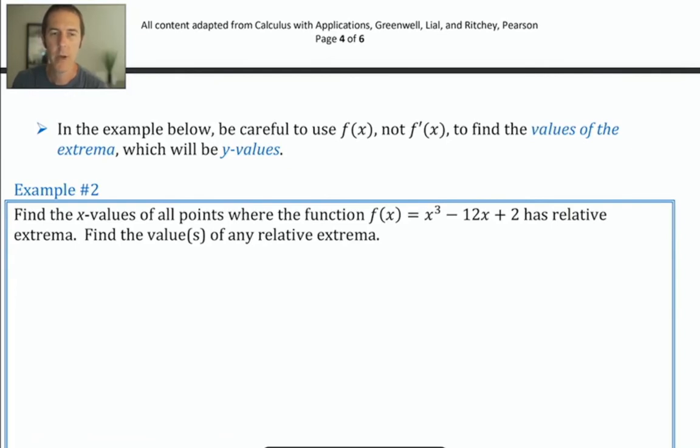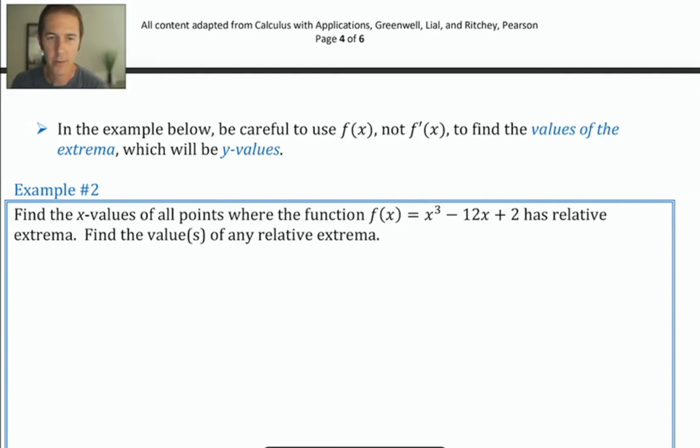So here is a reminder, it's written in blue for you, that values of the extrema are y values. When does the extrema happen? The answer to that question is an x value. What is the extrema? The answer to that is a y value. X value describes when, y value describes what.